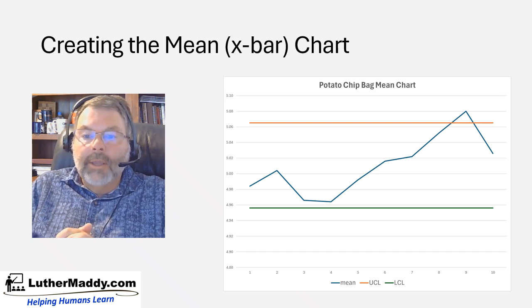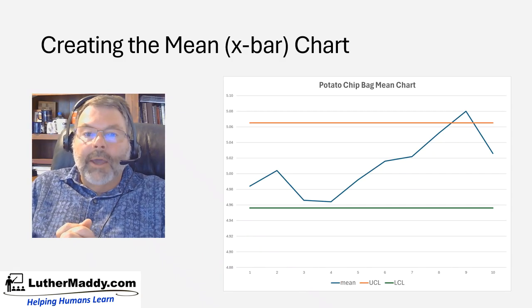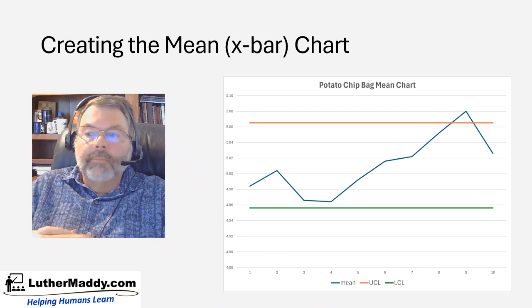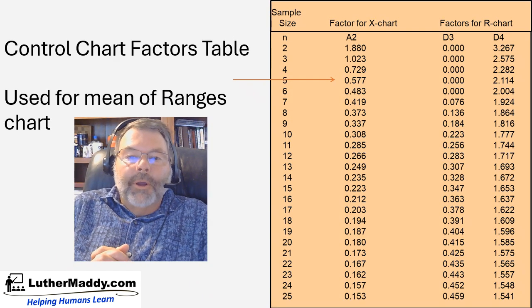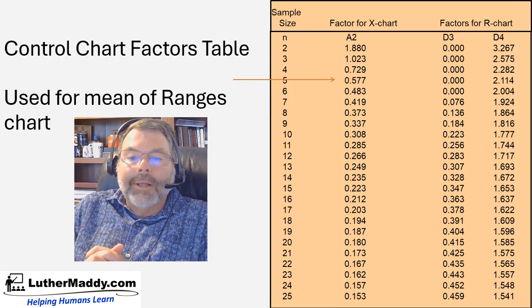We want to look at day 9 to see what that was all about. Did somebody not show up for work? Did a machine break? You get the idea here, but it's very easy to do that once we've created a mean chart.